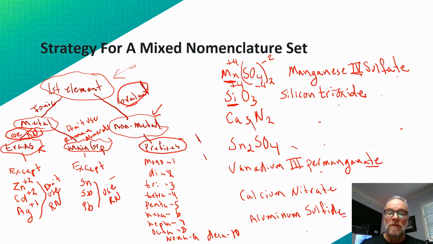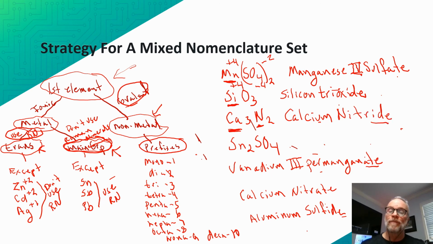All right, let's do the next one. Calcium. So calcium is in group 2. All right, so it's a main group metal. Okay, so we don't use Roman numerals. It's not one of the exceptions. So this one's calcium, and it's a single element. It's not a polyatomic ion, so it's the name of the nonmetal in an IDE ending. Nitride. Okay. All right.